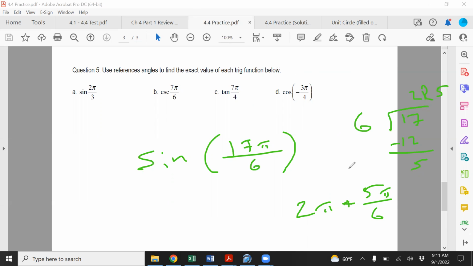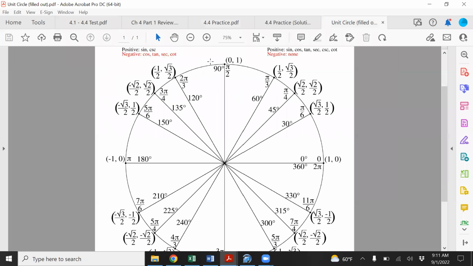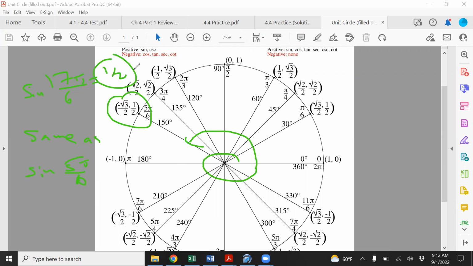All right, 5 pi over 6. So that's going to be the coterminal angle. So you look at 5 pi over 6 right here. And if asking for the sine of 17 pi over 6, which is the same as sine of 5 pi over 6, because remember, I had to go around once and then stop here. I want the y coordinate, so that's just 1/2. That's how you would do that.